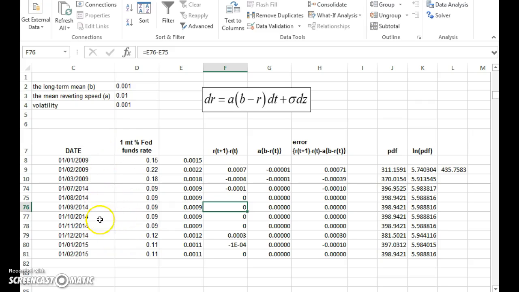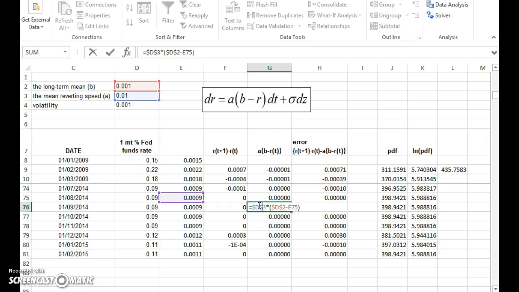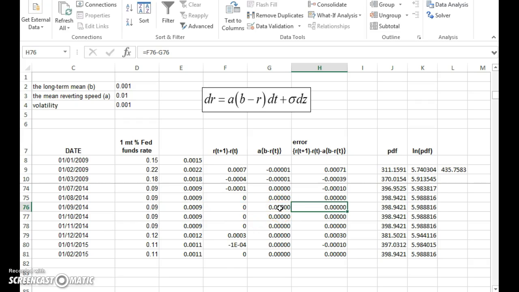which I've done for 6 years for the 1 month Fed funds rate. I express the Fed funds rate in decimal form. This column here just estimates the change between the current interest rate and the last period's interest rate. The column here is this section here of the function. It's the interest rate change with the speed of mean reversion. This column here is the difference between the actual change in the interest rates and the one with the mean reversion.